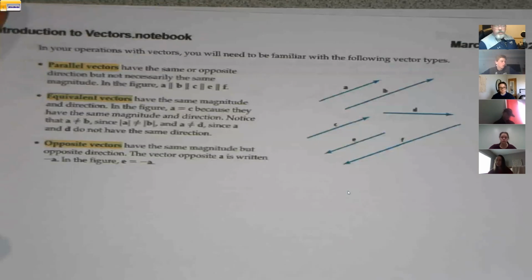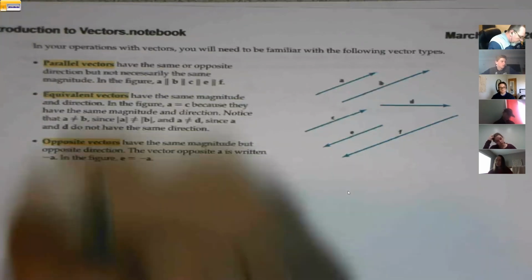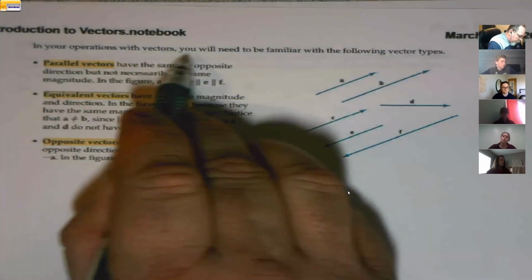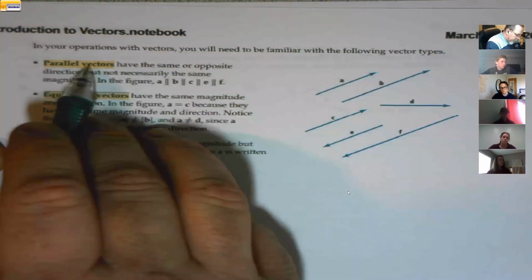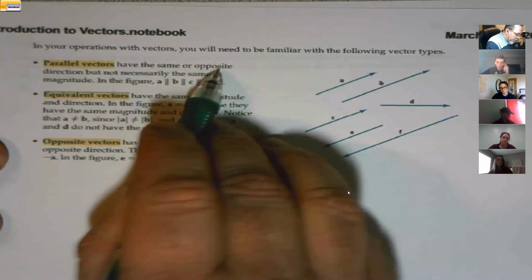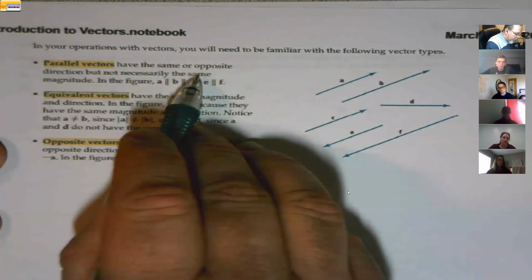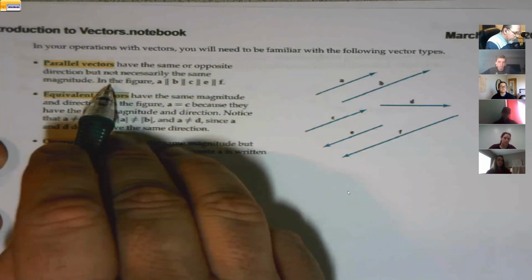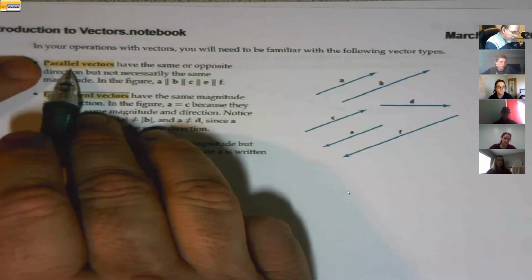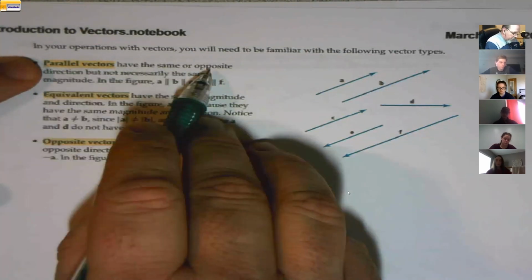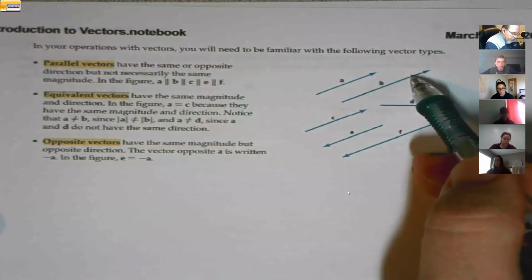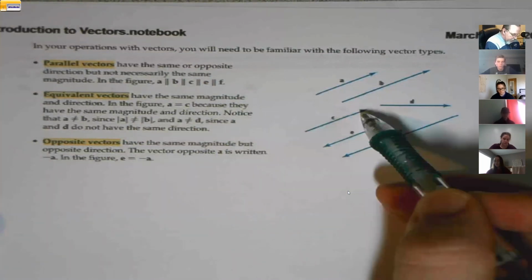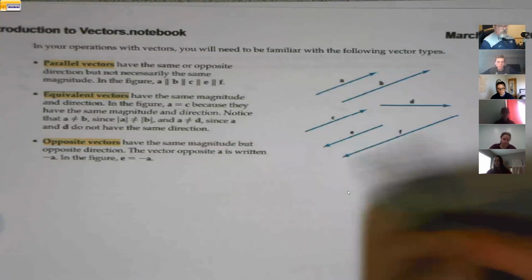In what we're going to cover today, in your operations with vectors, you will need to be familiar with the following vector types. Parallel vectors have the same or opposite direction, but not necessarily the same magnitude. So as long as they're going in the same direction or the opposite direction, they're parallel. So A and B are parallel to each other. A and C, A and E, A and F. Those are all parallel.